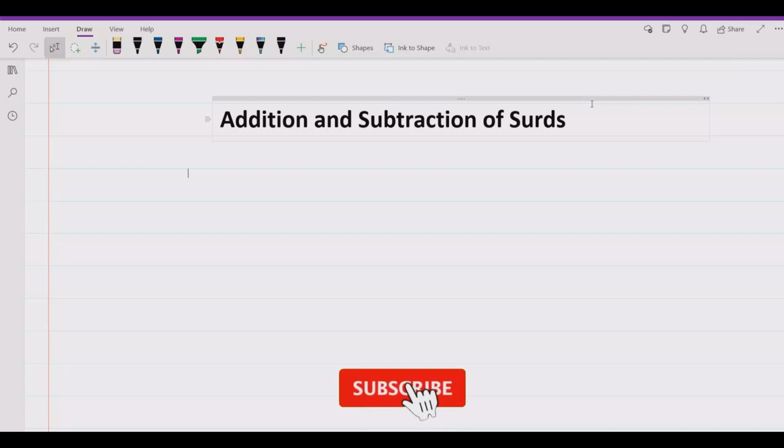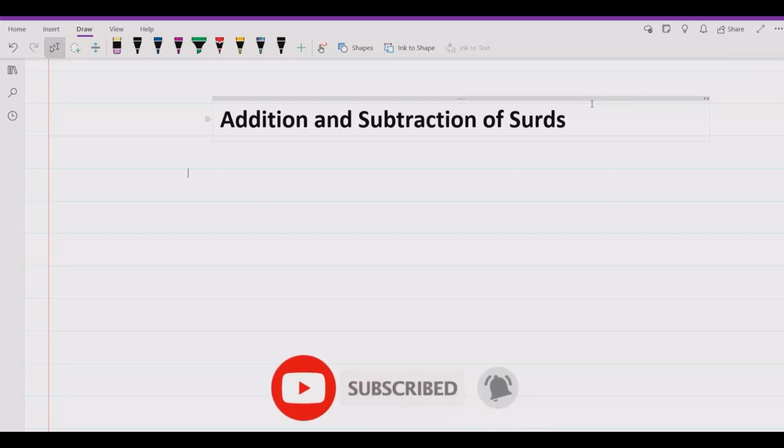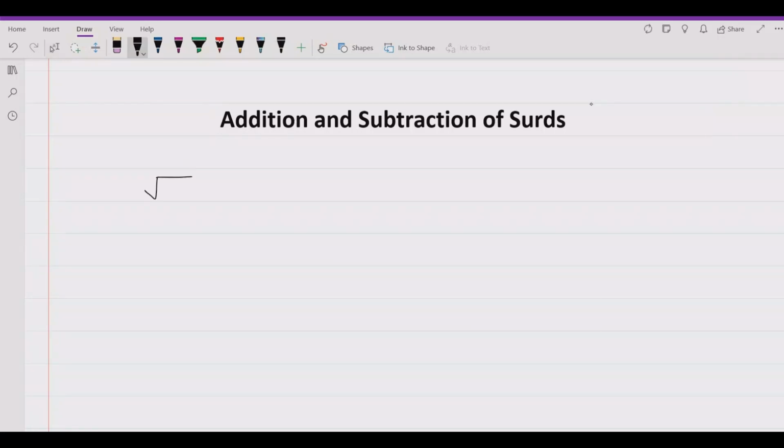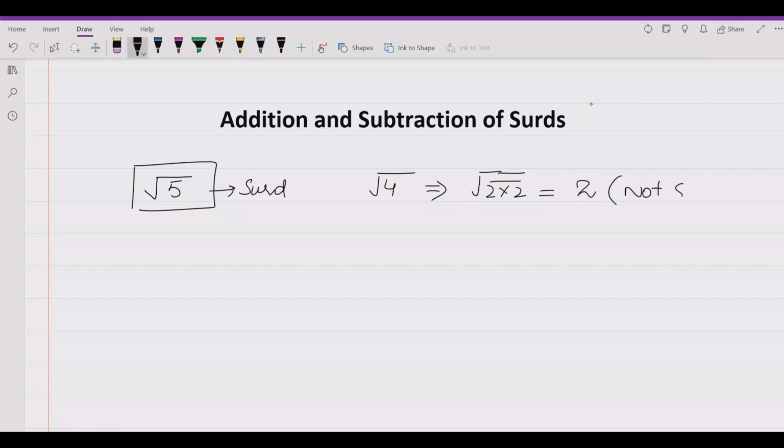So first, just take a look. What is a surd? A surd is an expression which has a radical term. Like if we have root 5, this is called a surd because it has the radical sign and it cannot be solved any further. If we take root 4, it can be simplified: 2 multiplied by 2, and we get the answer 2. So this is not a surd. So first understand about the surd: if any rational number has the radical sign and cannot be solved further, it is called a surd.